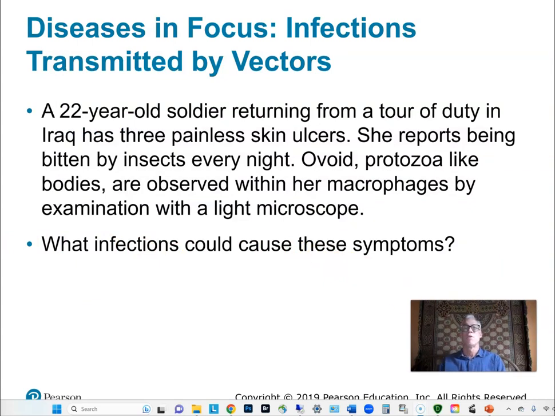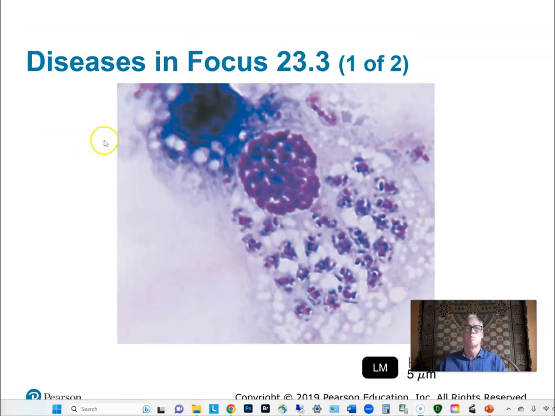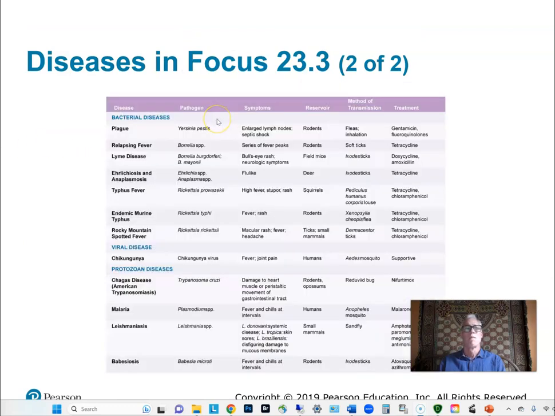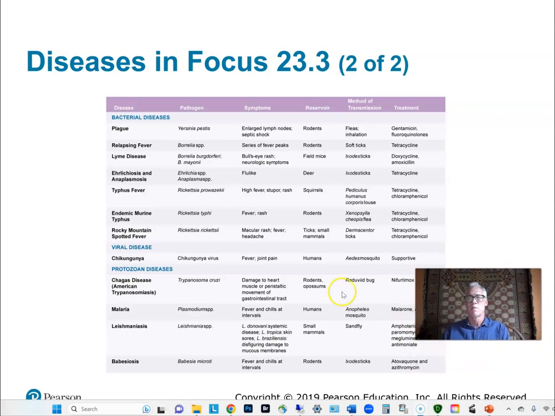A 22-year-old soldier returning from a tour of duty in Iraq has 3 painless skin ulcers. She reports being bitten by insects every night. Ovoid protozoa-like bodies are observed within her macrophages by examination with a light microscope. What infections could cause these? I think we're ahead of ourselves, possibly. We still have to talk about Chagas disease, leishmania, and babesiosis, and I think that's what we're looking at there.